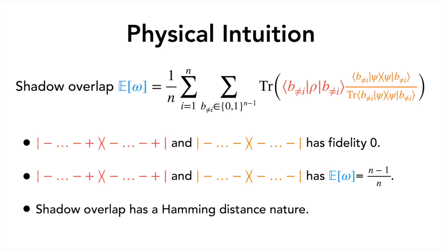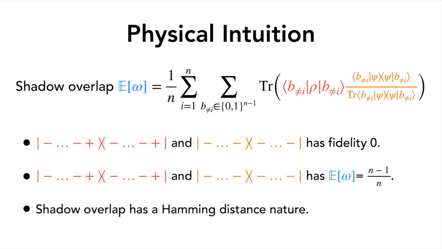However, shadow overlap, because it relies on checking things one by one, checking each qubit one by one, is much more tolerant. So if one of your qubits is wrong, it would say, oh, your score is 1 minus 1 over n. So it has a more continuous nature in accounting for the score, because only one of your qubits is wrong, so you're not completely wrong. You're mostly correct. It gives a score of 1 minus 1 over n, and only when all of the qubits are completely wrong will shadow overlap become close to 0.